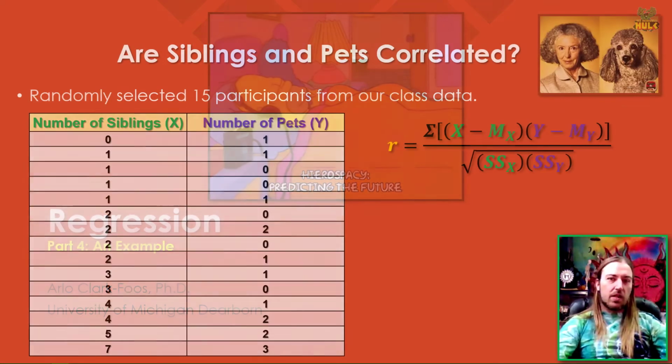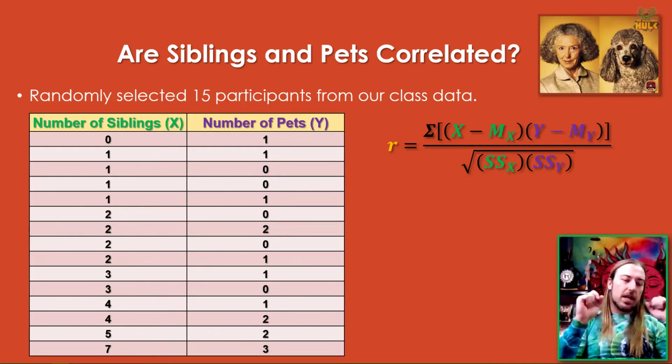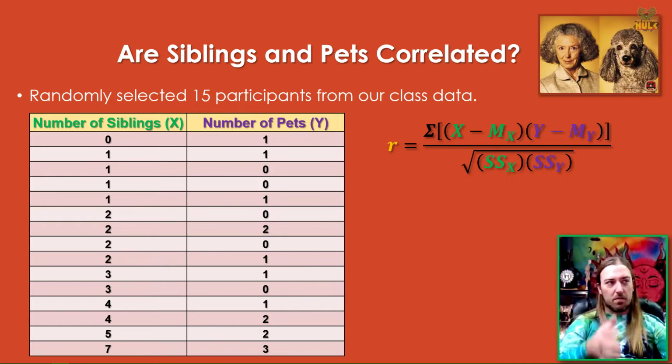Okay, so what I did was I went into the data that you all gave to me at the beginning of the semester that asked for things like your favorite color, your gender, your height, your age. It also asked for the number of siblings that you have and the number of pets you currently own, as well as the number of pets you've owned forever in your life. I chose two columns randomly, number of siblings and number of pets.